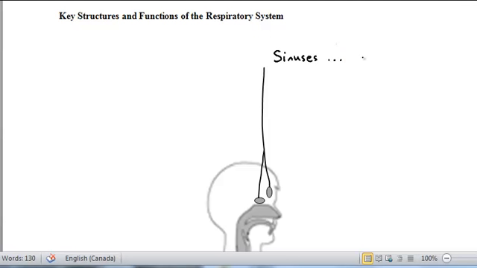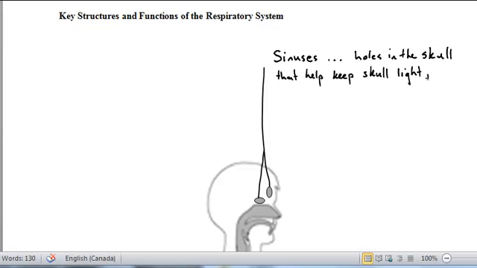They are actually holes in the skull that help keep the skull light, so it reduces the weight, and slows air down for conditioning.